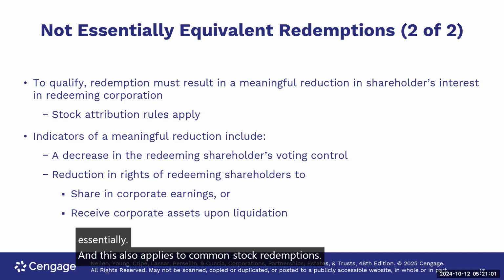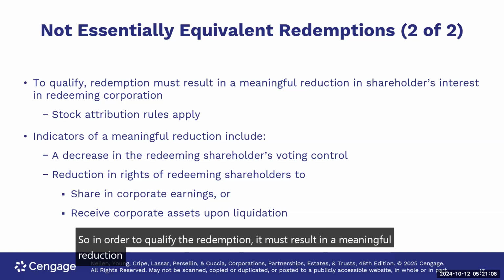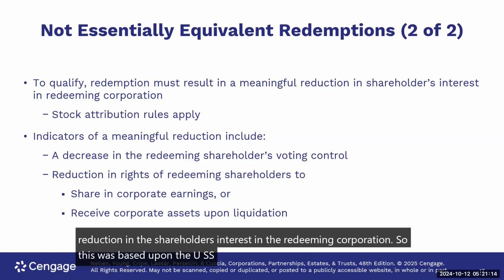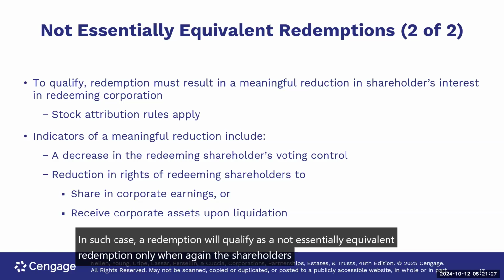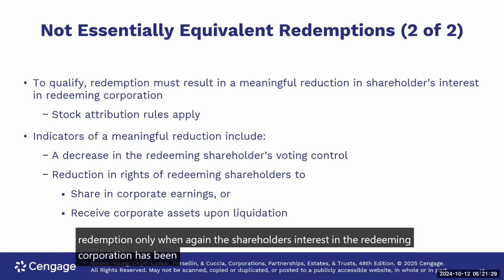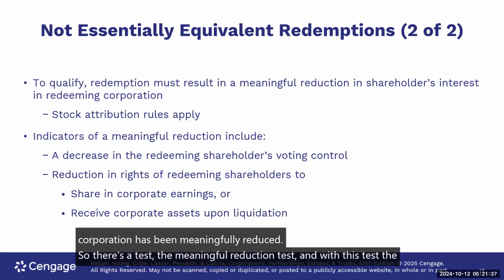In order to qualify, the redemption must result in a meaningful reduction in the shareholder's interest in the redeeming corporation. This was based upon the US Supreme Court decision in US versus Davis. In such case, a redemption will qualify as a not essentially equivalent redemption only when the shareholder's interest in the redeeming corporation has been meaningfully reduced. So there's a test, the meaningful reduction test. And with this test, the stock attribution rules again apply.